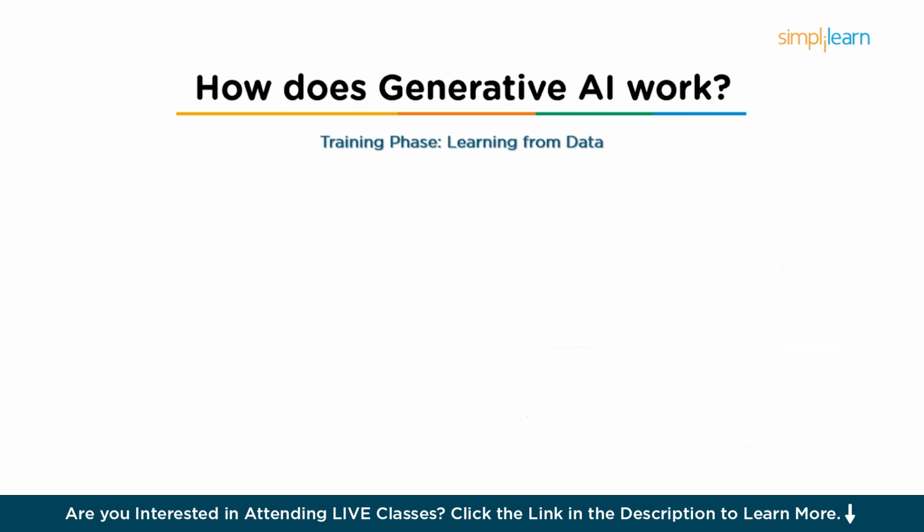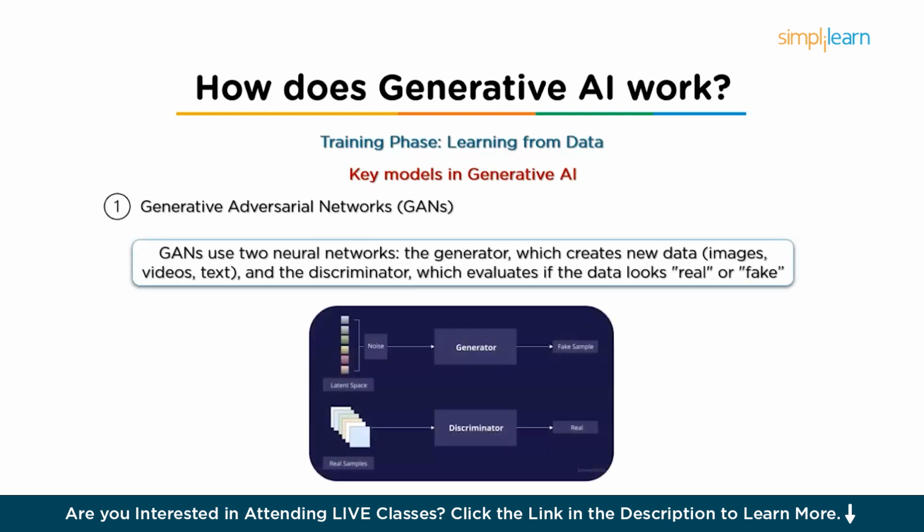So now let's move on to the key models in generative AI. So number one is GANs, which stands for Generative Adversarial Networks. So GANs are a popular architecture used in generative AI. GANs consist of two neural networks, the generator and the discriminator. So the generator's job is to create new data like images, videos, or text, while the discriminator's job is to evaluate whether the generated data looks real or fake.